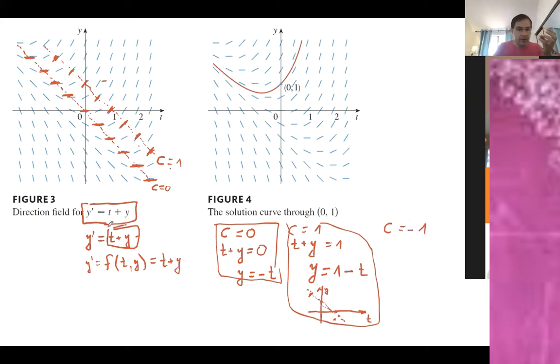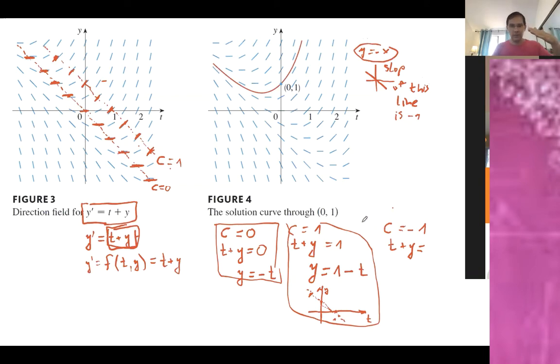So I'm looking at the right-hand side of this equation, t plus y. I want the slope to be, see, this is slope one, and negative one would be, if you look at this line, y equals negative x. If you look at this function, y equals negative x, this is exactly the slope negative one. The slope of this line is negative one.